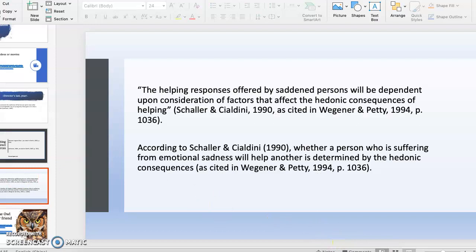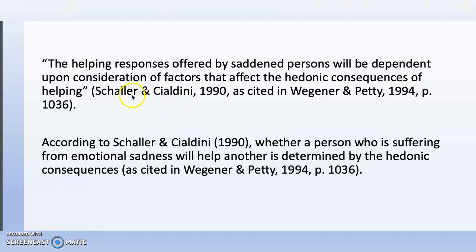So for this one, we would say, these are the original authors that they're citing as cited in Wagner and Petty, the year and the page number. And again, you can say according to, give them credit in your writing, according to Schaller and Caldini, 1990, and then you paraphrase, and then the rest of the citation goes at the end, as cited in Wagner and Petty. Okay, so if you choose to include the original authors here, wait to do the rest of the citation until the end of your paraphrase.